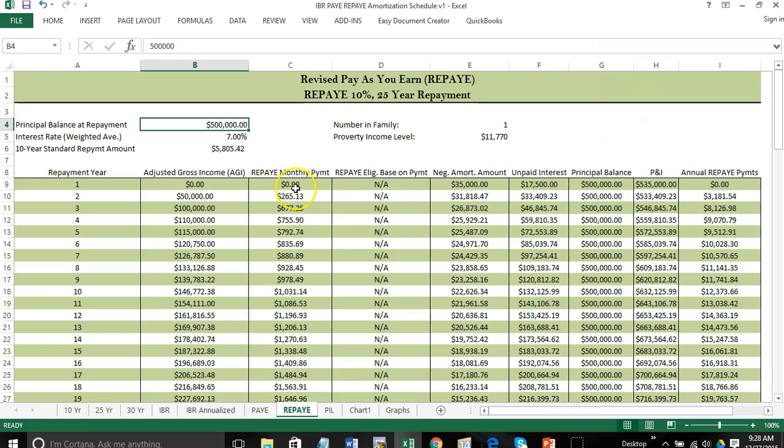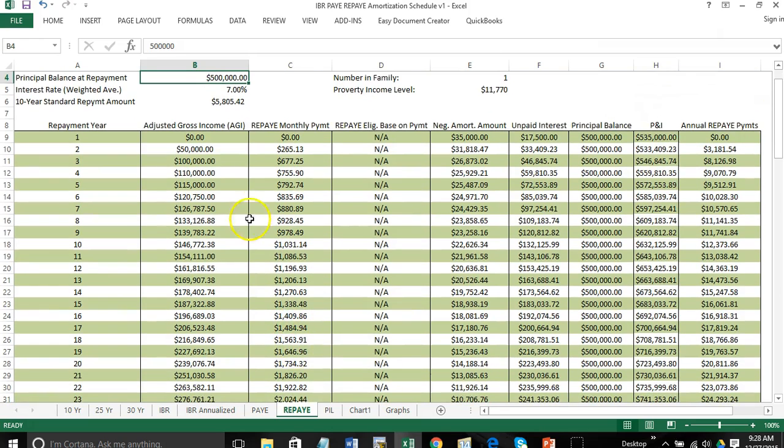So again, the monthly payments are based on income, and the income amounts are the same. The real benefit, or one of the other benefits with REPAYE, is the 50% interest subsidy. So in this case, in year one, because you're not making any payments, you've underpaid the interest by $35,000, but the federal government, i.e.